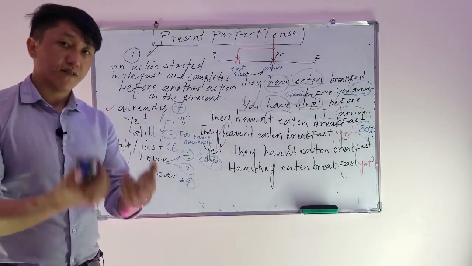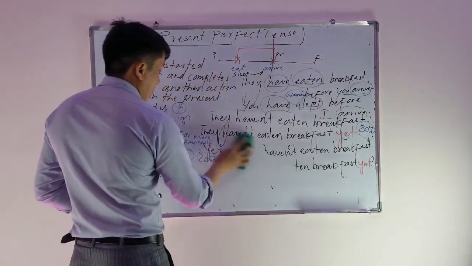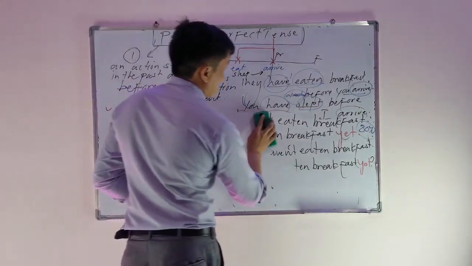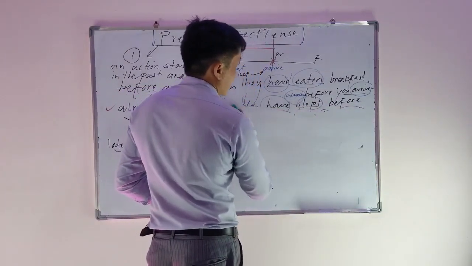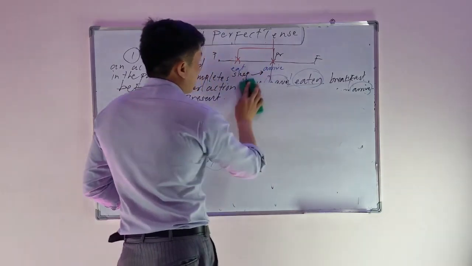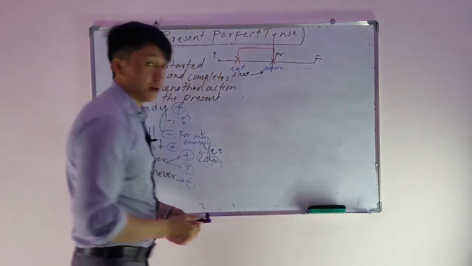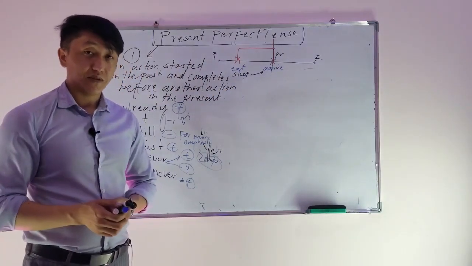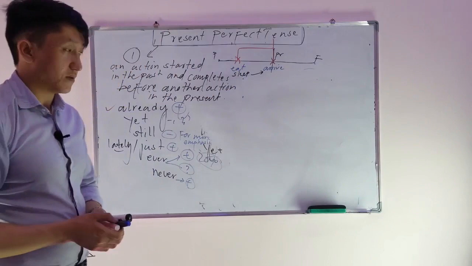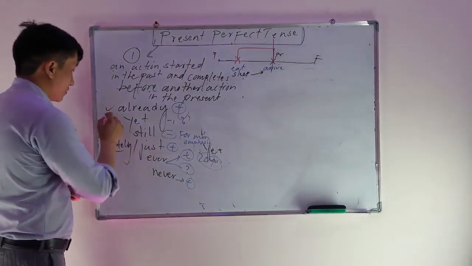So I'm trying to emphasize my sentence. Now, this is how we can use yet in this sentence. If I have the second sentence, for example, you have slept before, and I want to change it to negative, we use what? You haven't slept before, or you haven't slept yet. Or we can say, have you slept yet? Now, this is how we can use yet. So we are also done with yet.